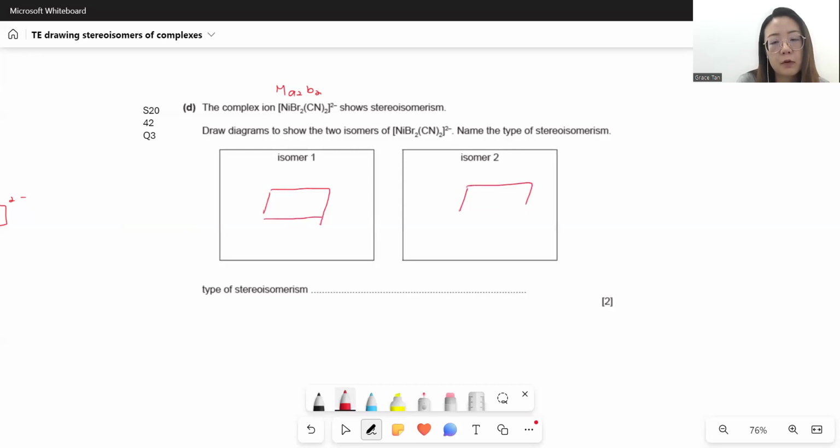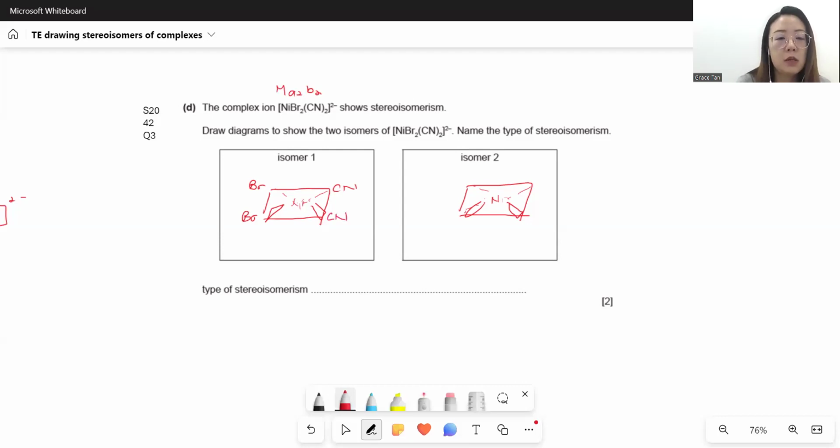I will always have a good practice of drawing the square plane so that it is very clear that the wedge is pointing to the audience and the dotted line is backstage. Now you can draw your cis-trans. For example, bromine, I put here. Cyanide, remember the cyanide is the carbon that has the lone pair that is donating into the nickel. So you make sure you point the bond to the carbon.